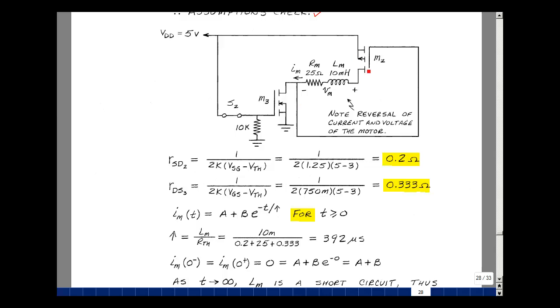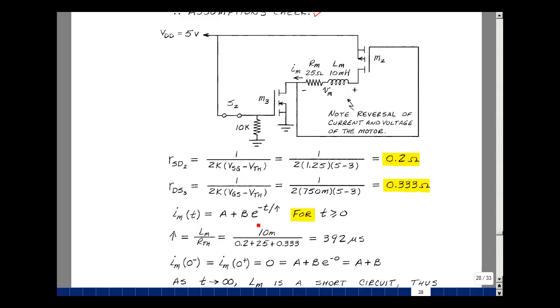Let's find the ohmic resistance of transistors 2 and 3. This being a P channel, it's going to be the source to gate voltage, which was 5 volts. K was 1.25 amps per volt squared, and a threshold of 3. That gives me 0.2 ohms, as it did before. And now for this transistor, the N channel, we're going to get a gate to source voltage of 5, a K of 750 milliamps per volt squared, and a threshold of 3. I get 0.333 ohms. I have a circuit that has one inductor, one battery, 1, 2, and 3 resistances.